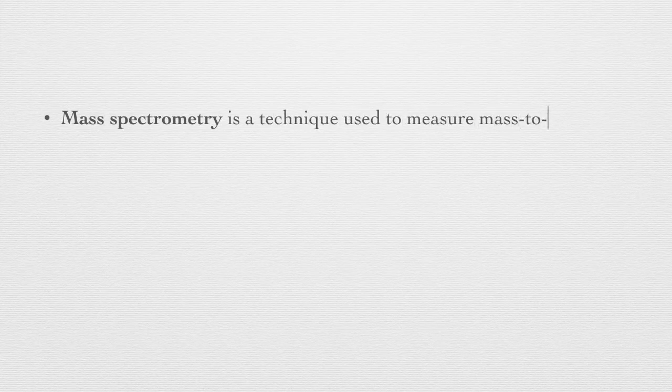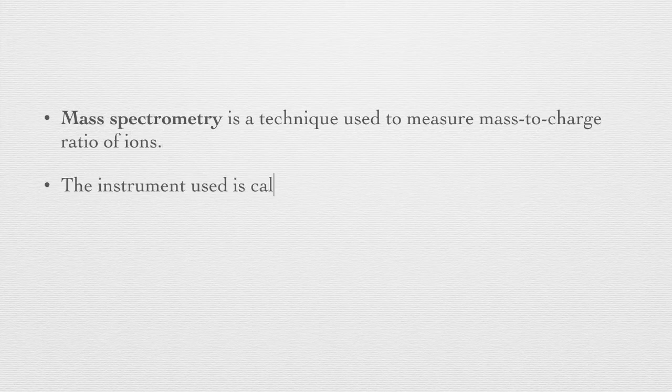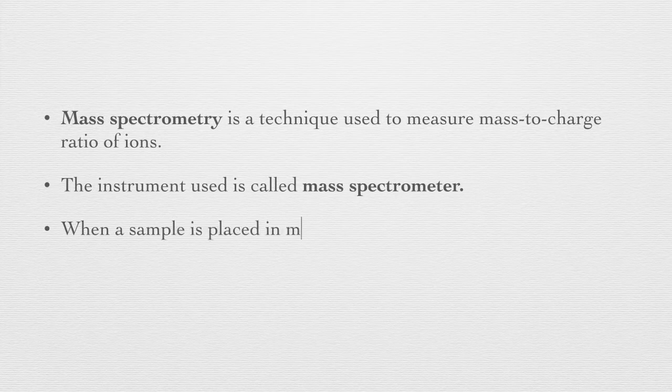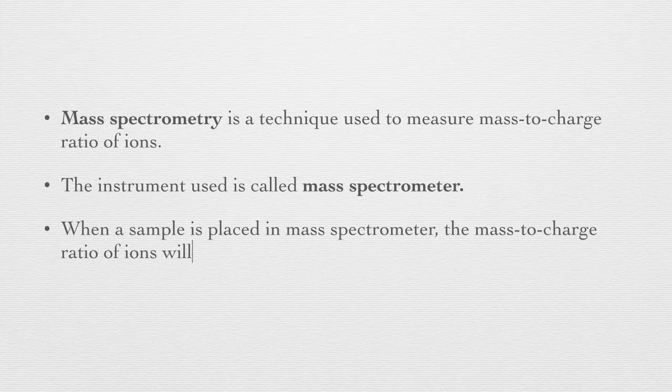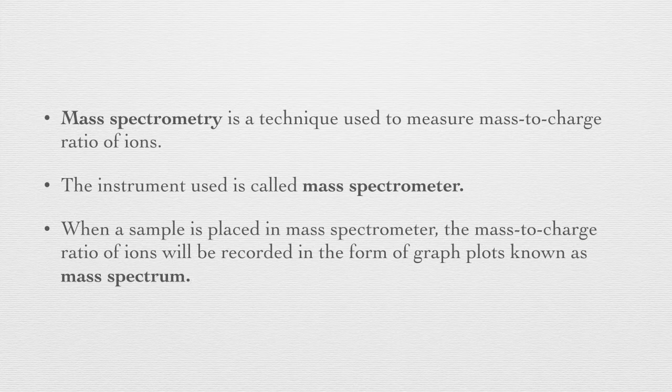Mass spectrometry is the most direct and accurate method for determining atomic and molecular masses. The device used to measure the mass and the abundance of charged particles is called a mass spectrometer. A graph of the intensity of the signal from the detector versus the mass of the ion is called a mass spectrum.